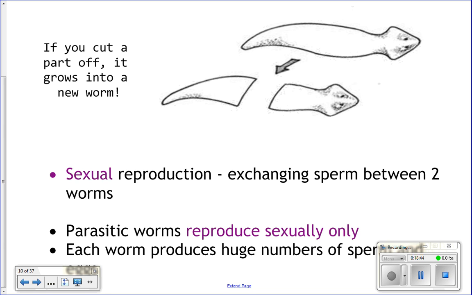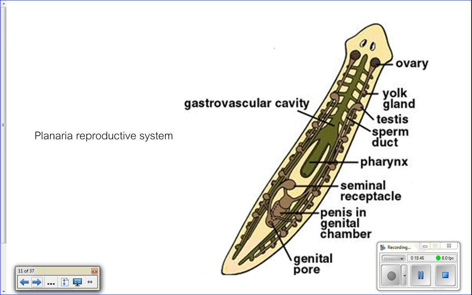All right, and then here's a picture. So they're simultaneous hermaphrodites, both male and female. So their ovaries are up here towards their head, and then their testes are going to be back here. And so they'll produce both eggs and sperm. They'll exchange sperm, and so use the sperm from the other worm to fertilize their eggs and then release those fertilized eggs.